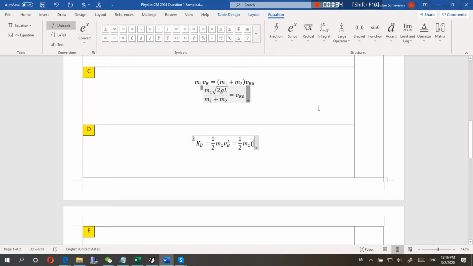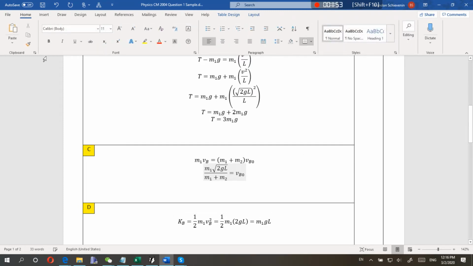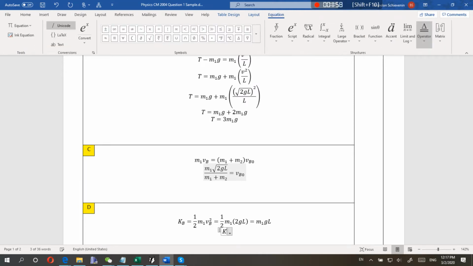Wait, isn't it? Oh, wait. It should be 2GL if it's square. Yes. Okay, so we plugged it in and squared it. So what does that simplify to? M1GL. M1GL. Okay, perfect.